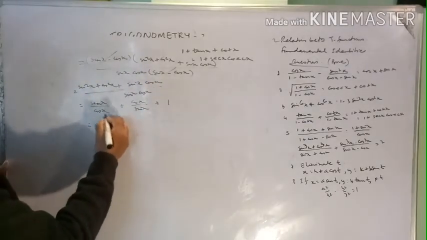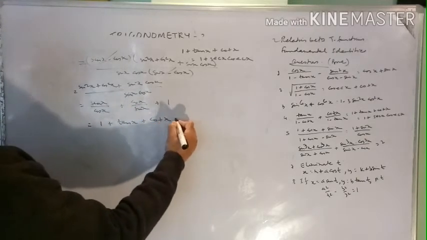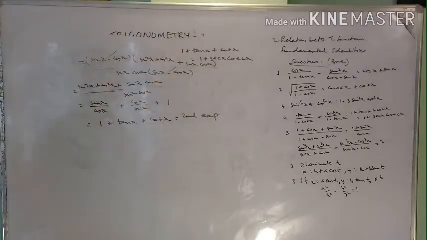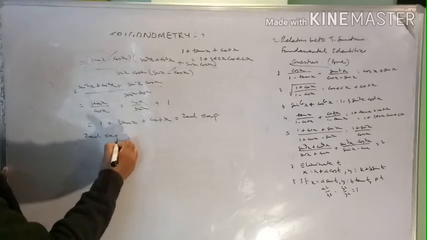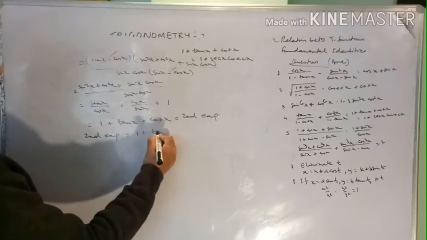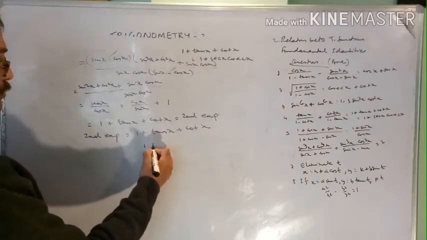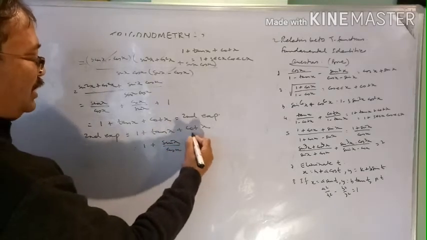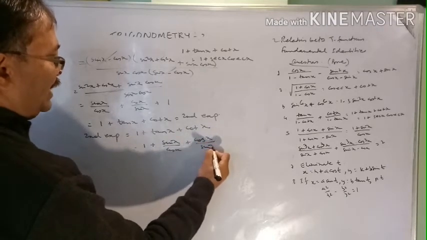So what you get: 1 plus sin by cos is tan x, and cos by sin is cot x, equal to the second expression. Okay, the second expression we got. Now from the second expression we try to get the third one. So the second expression is equal to 1 plus tan x plus cot x. So tan x is sin x by cos x, and cot x is cos x by sin x.